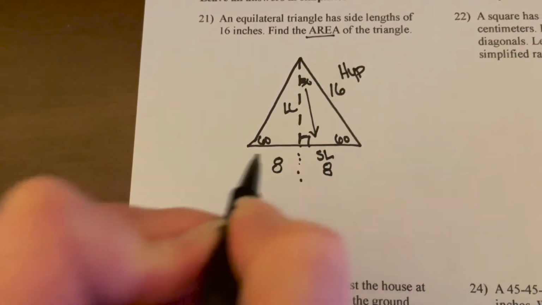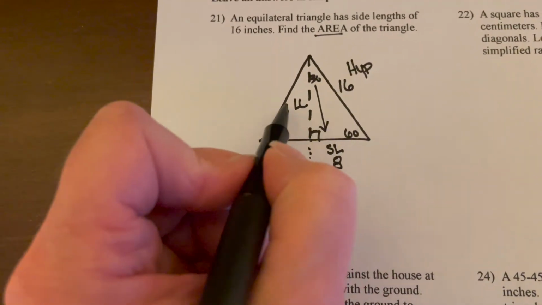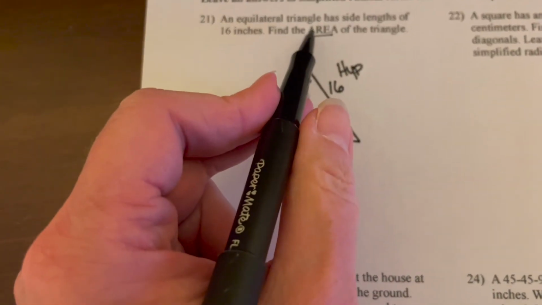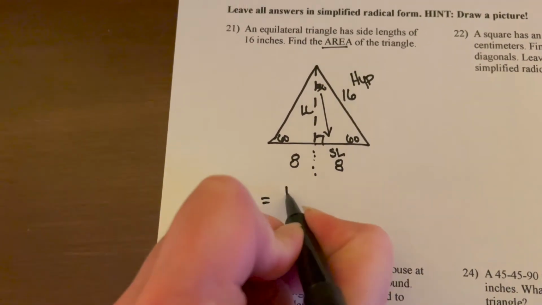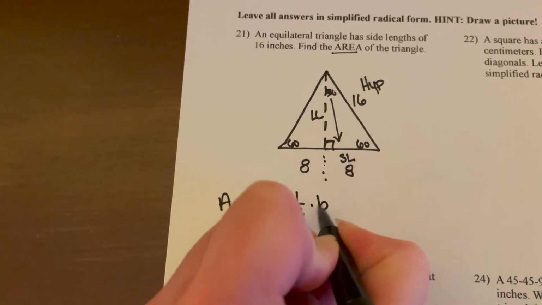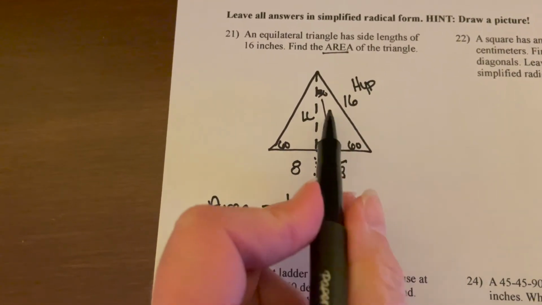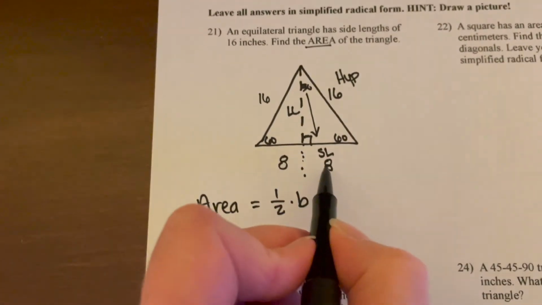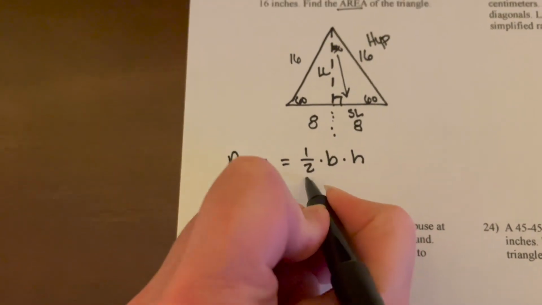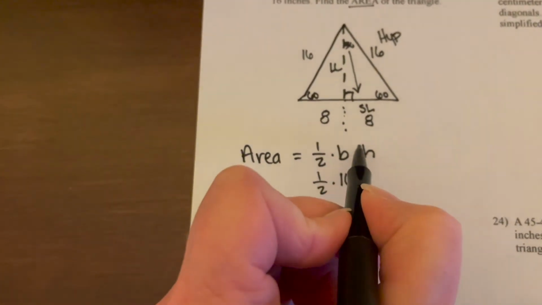Because I'm dividing it into 2 triangles. And then what I really need is the height of the triangle in order to find the area, because the area of a triangle is 1/2 times the base times the height. Well, the base is just 16. All 3 sides of the equilateral triangle are 16. So the whole base of the triangle is 16, and then the height is what I'm missing.